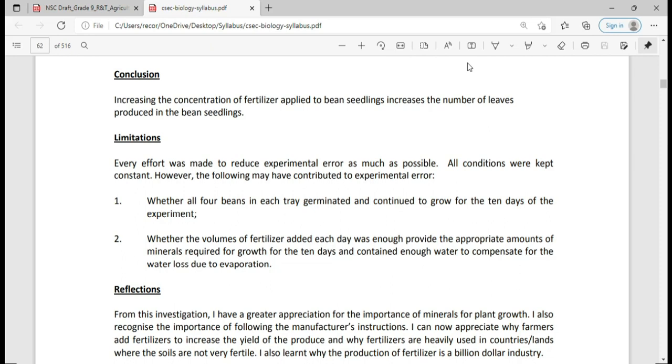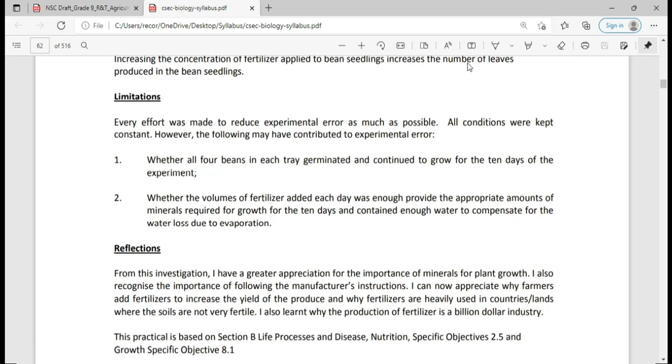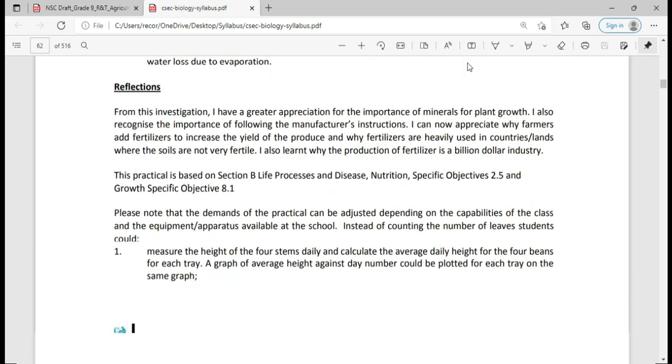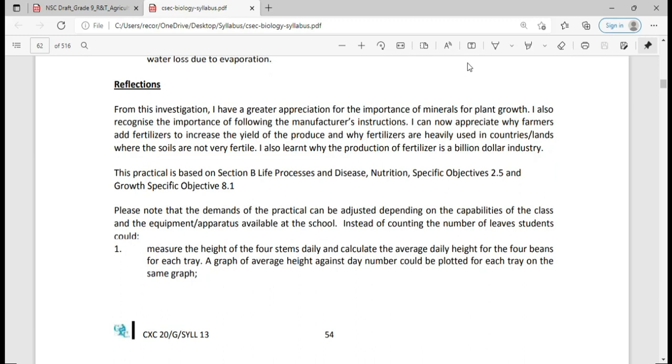And I want you to pay attention here to the limitations. Remember, we said that the limitation refer to those things that pretty much you have no control over. However, they could have altered the result of experiment. Please be reminded that you can pause the video to read and make that comparison with what you would have written for your lab. After your limitation, you are going to be having the reflection. And the reflection pretty much tells about what you would have learned, what new you would have picked up.